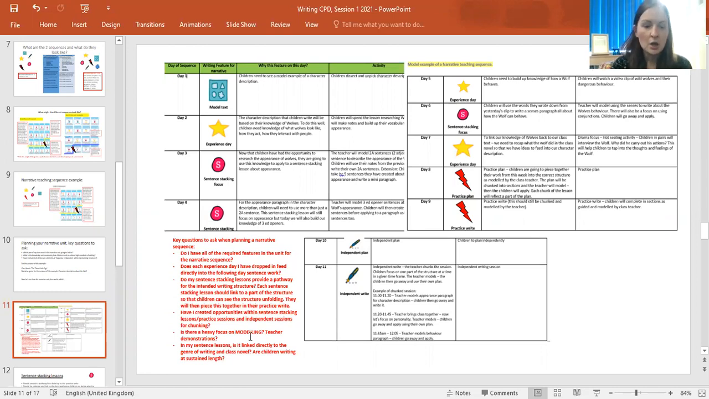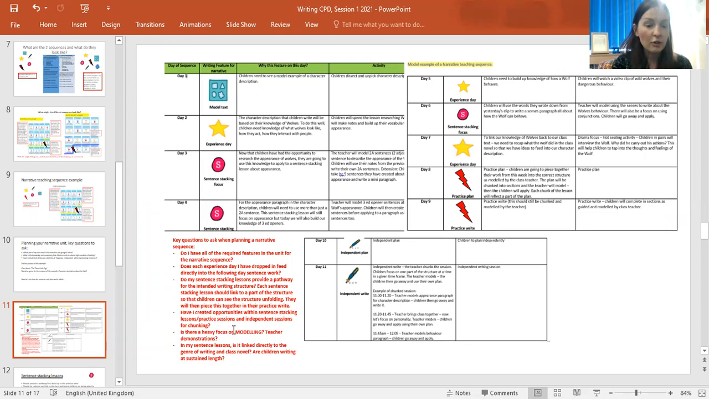Key questions again. Do I have all the features of the unit? Does the experience day I've dropped in feed directly into the sentence work? Do my sentence stacking lessons provide a pathway? That is really important. They shouldn't be disjointed. They've got to have a clear pathway so that by the time children get to that practice write, they feel like they can use every single lesson in that order to help them formulate their practice write, because that is the whole point: we are guiding that first part of the sequence so that when it gets to the independent write, they're just applying it in a different context.